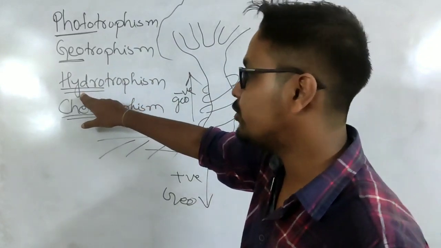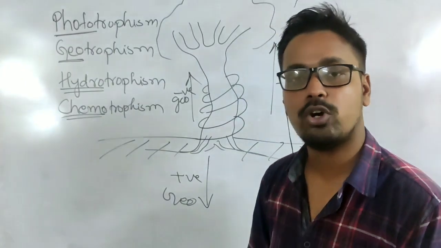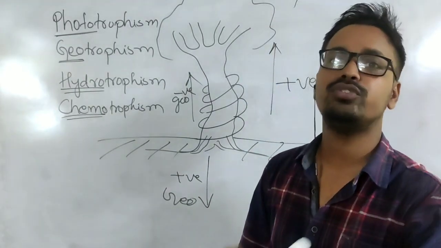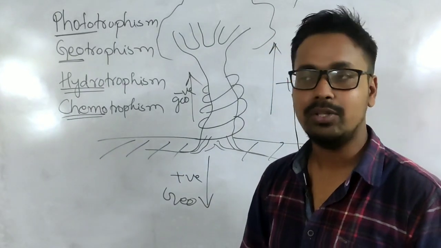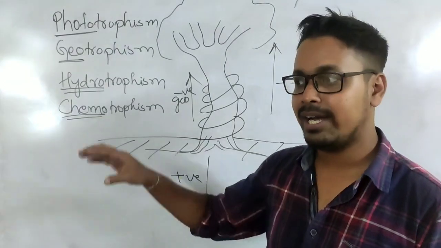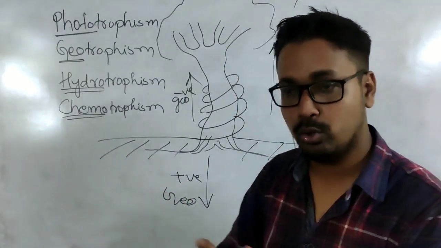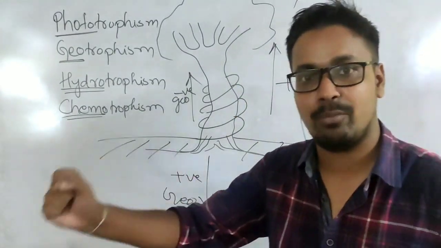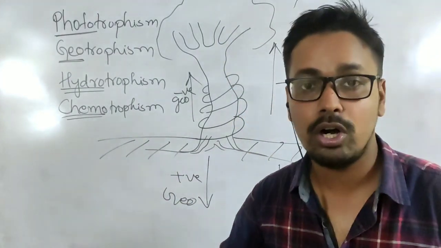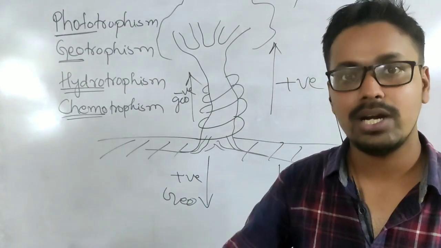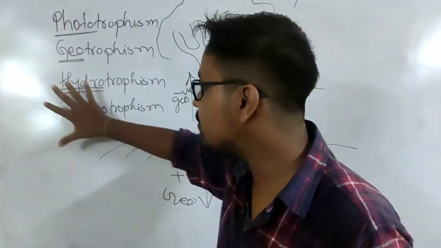In a similar way, we have hydrotrophism, where it is related to water. So if a plant moves towards water, it will be called positively hydrotrophic. If it moves away from the water, it is called negatively hydrotrophic. Then comes chemotrophism. There are certain chemicals that actually instigate plants to grow towards them or grow away from them. So if a chemical causes the plant to grow towards the chemical, it will be called positively chemotrophic to that particular chemical. And if it grows away from that chemical, it will be called negatively chemotrophic to that particular chemical. So for different chemicals, there are going to be different reactions. So that's how trophism actually works.